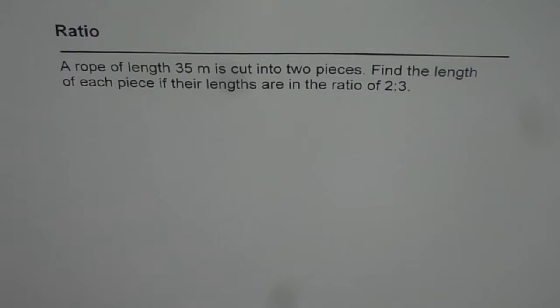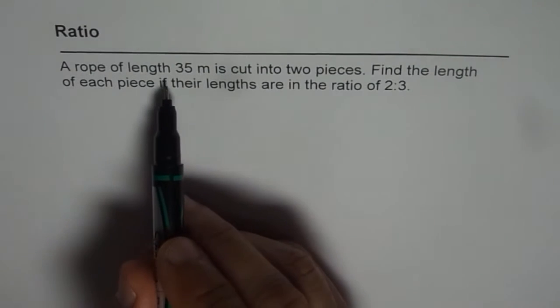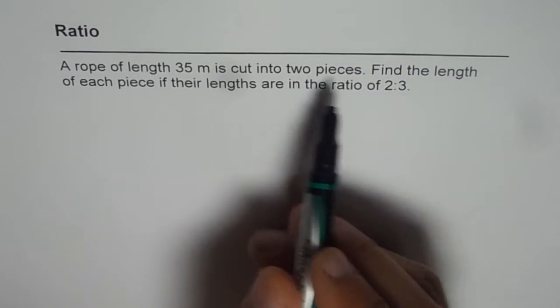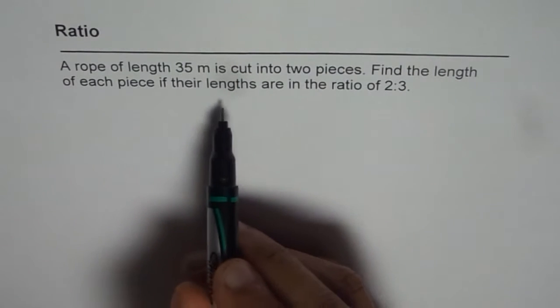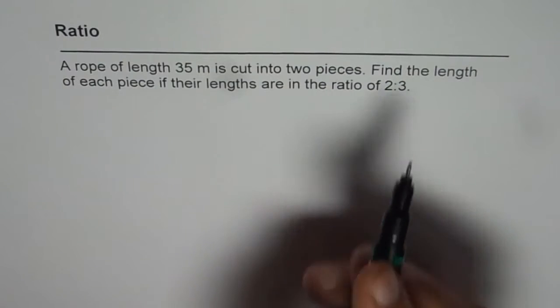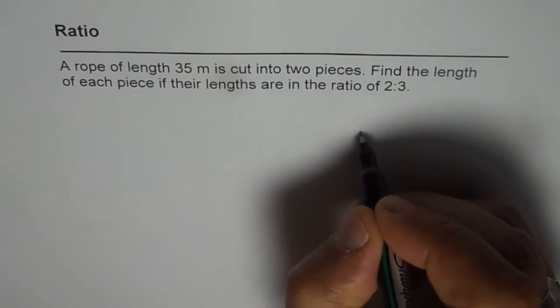Here is an application question on ratios. A rope of length 35 meters is cut into two pieces. Find the length of each piece if their lengths are in the ratio of 2:3. What does it mean? Let's try to understand.